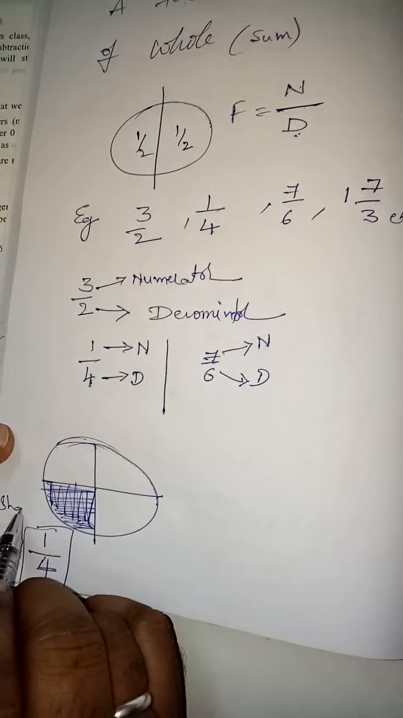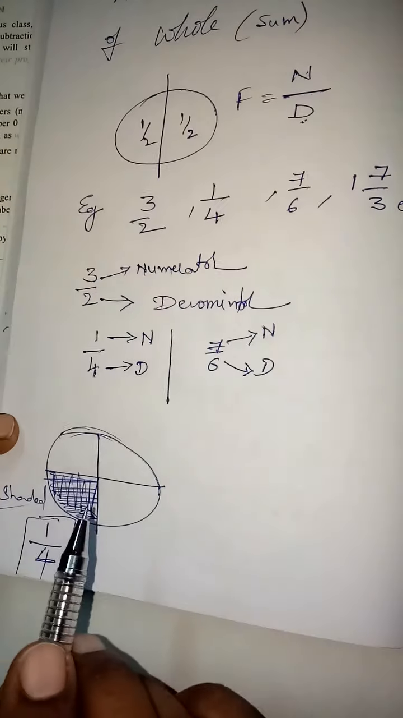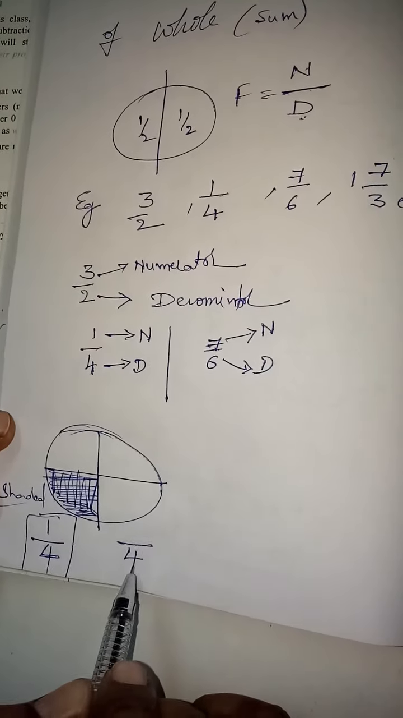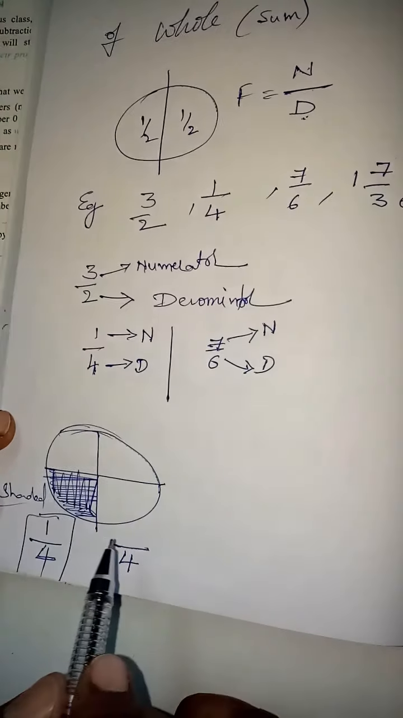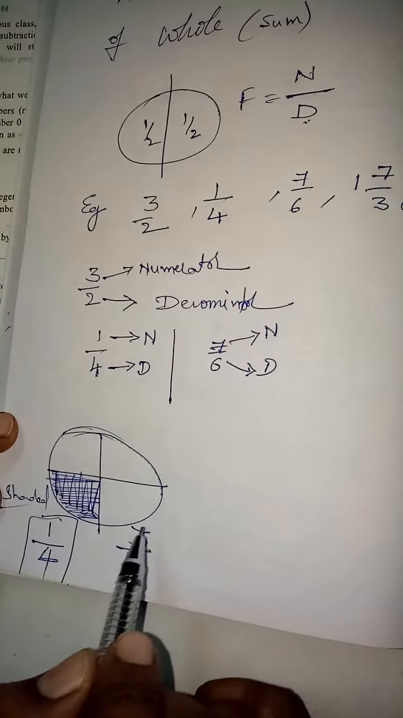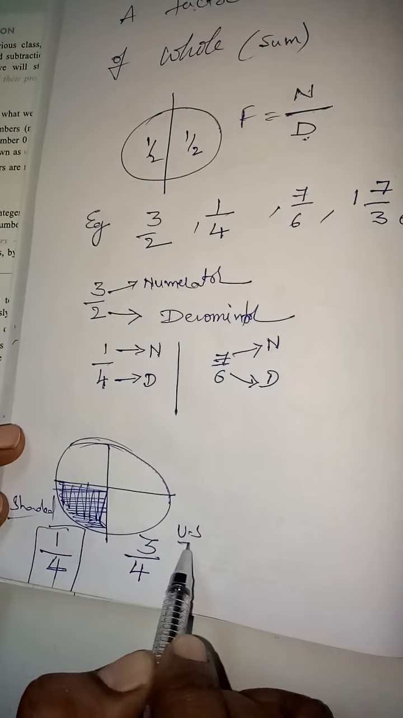Suppose they ask for the unshaded part. How many parts are there in total? 4 parts. Out of 4, how many parts are unshaded? 3 parts. So 3 by 4 is the unshaded part.